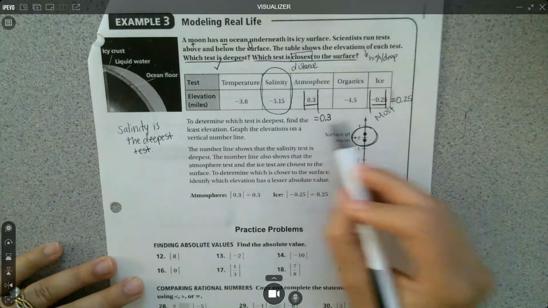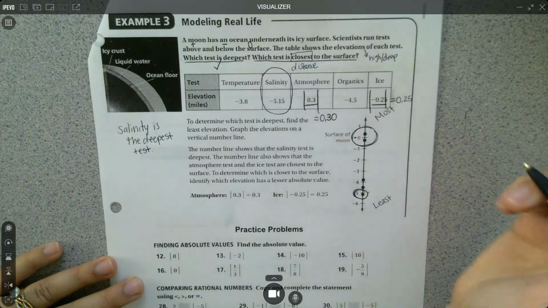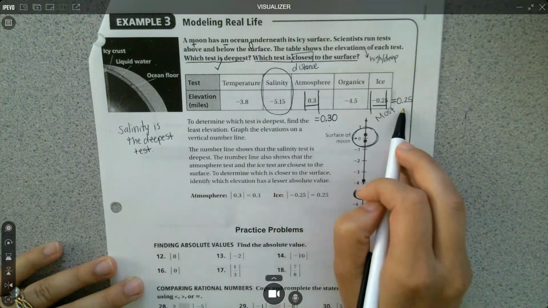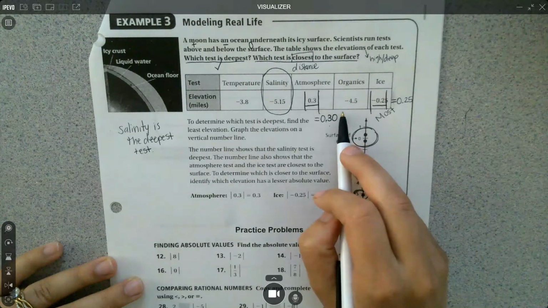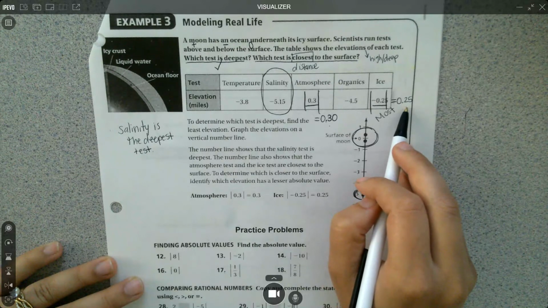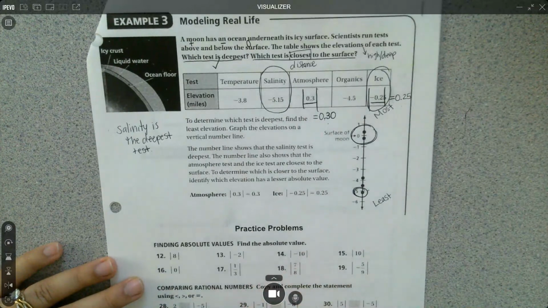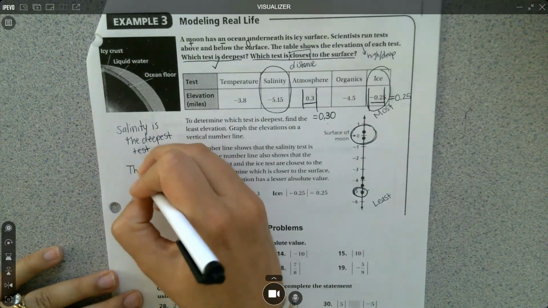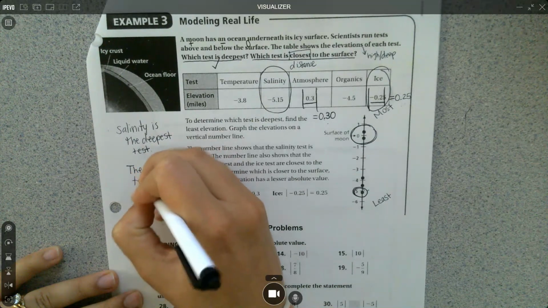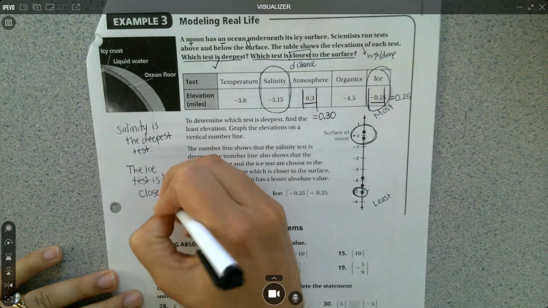And if I'm not quite sure, I can think about this in terms of money. Would I have more money if I have 30 cents or 25 cents? 30 cents. So this is further from 0. 25 or 0.25 is going to be closer to 0. So since this one's closer to 0, ice will be the closest test. So I could say the ice test is the closest to the surface.